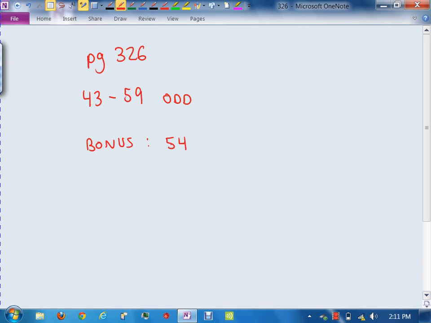In 54, it's an integral, and they give you A's and B's. Like they don't give you numbers like 2s and 9s. It's a bunch of letters, so it's a bonus problem.